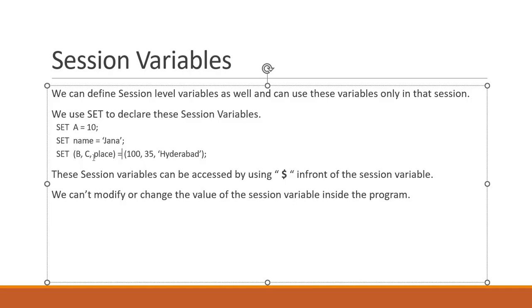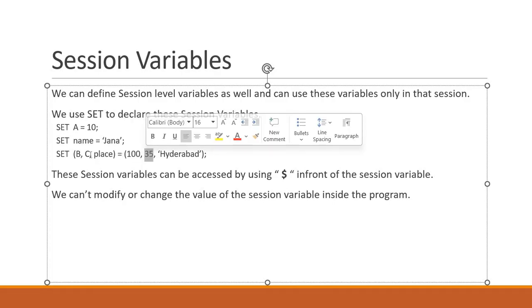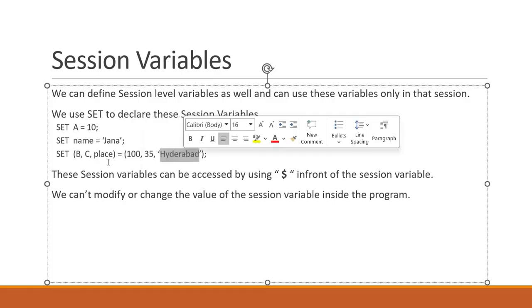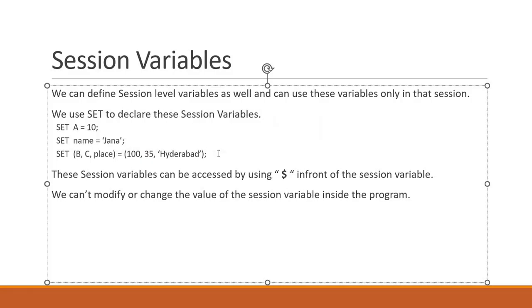So at the end of this statement, 100 will be assigned to b, 35 will be assigned to c, and Hyderabad will be assigned to place. So this is how we can declare session variables, one or more session variables. These session variables can be accessed by using a dollar symbol in front of the session variable.